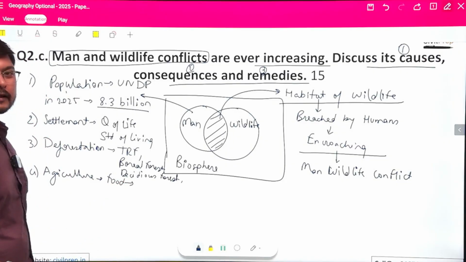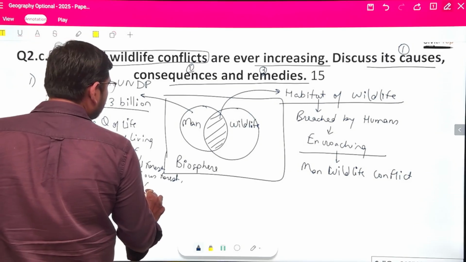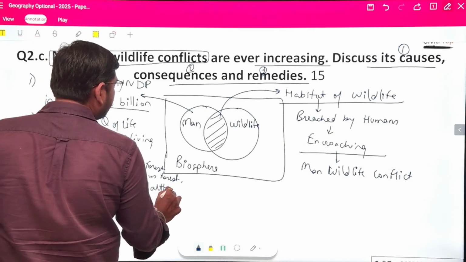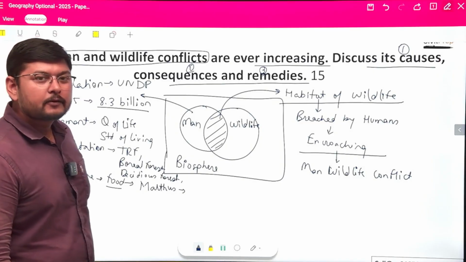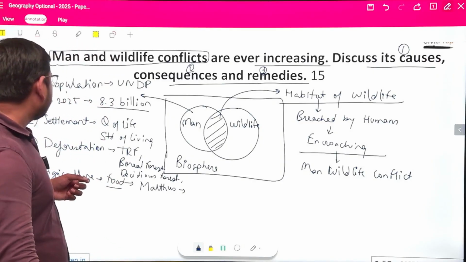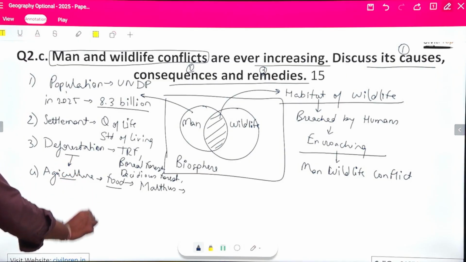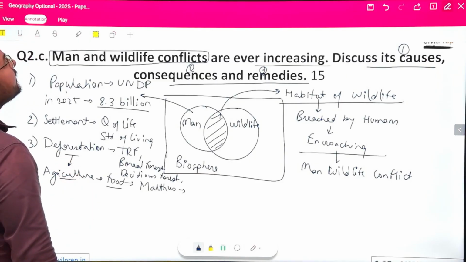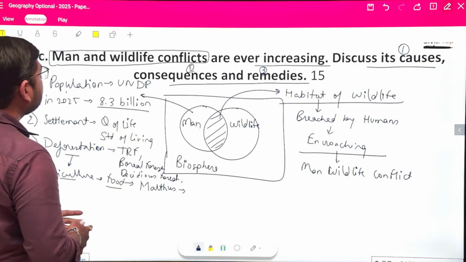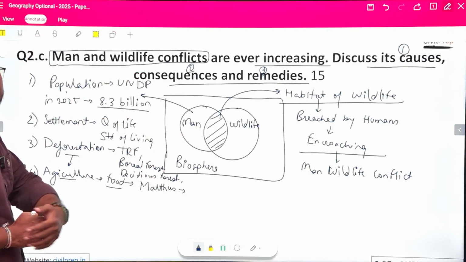Food for the sustenance of the population can be interlinked here with Malthus. Food is important for human beings. So to increase food, we are taking up the forest land and converting it to agricultural fields. These are the things happening in the contemporary time period, where the man-wildlife conflict is taking place.